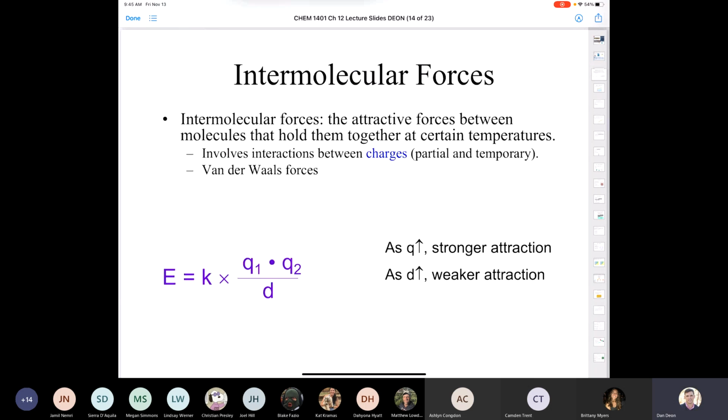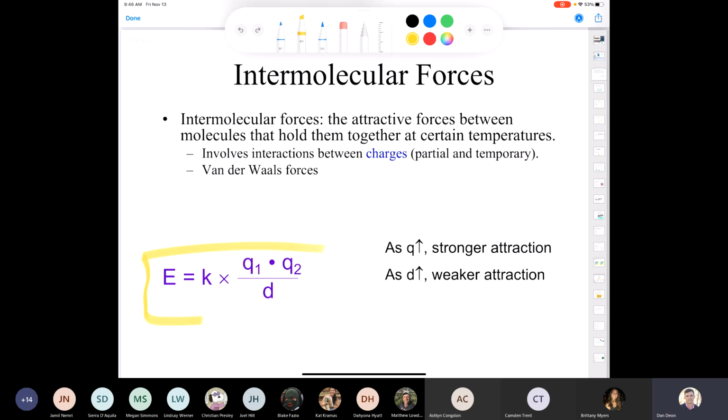Okay, intermolecular forces. Let's pick up the pace here and really get into what intermolecular forces are. Intermolecular forces are the attractive forces between molecules that hold them together at certain temperatures. We've already seen this. They involve interactions between charges, partial and temporary charges, sometimes called van der Waals forces. What else do we know? That we used this equation earlier on in Chemistry 1401 to determine lattice energy.